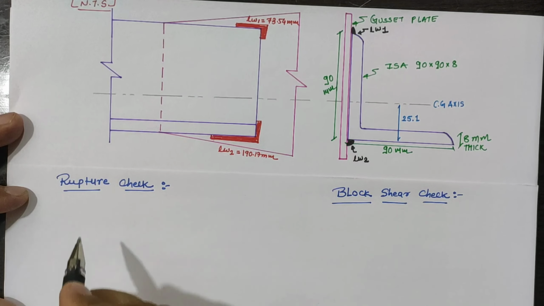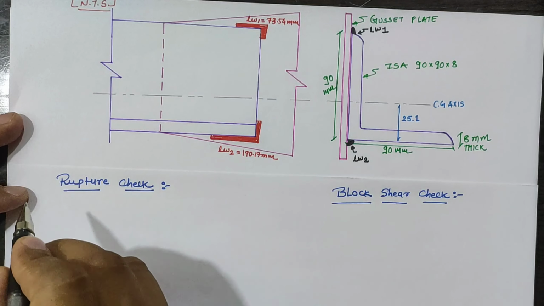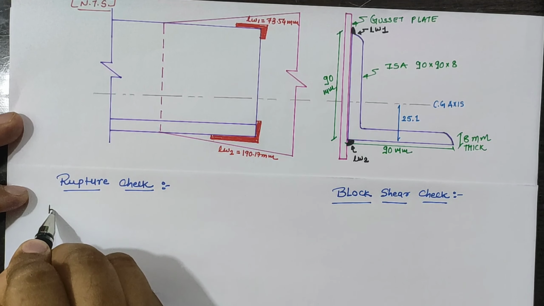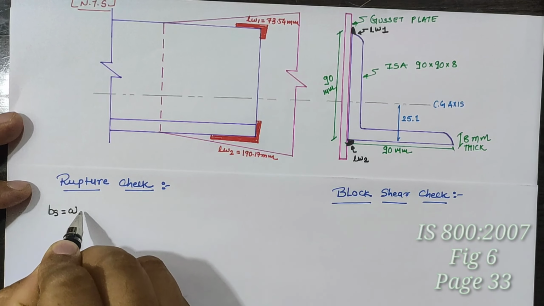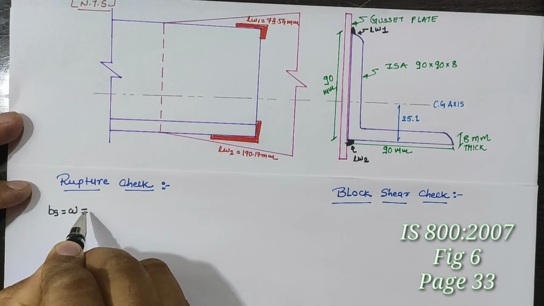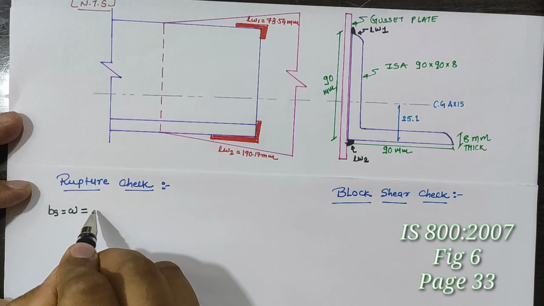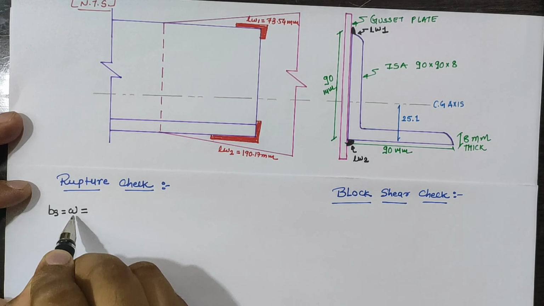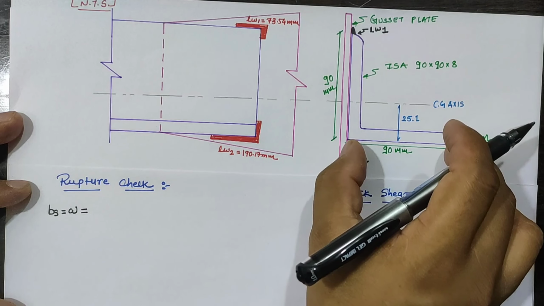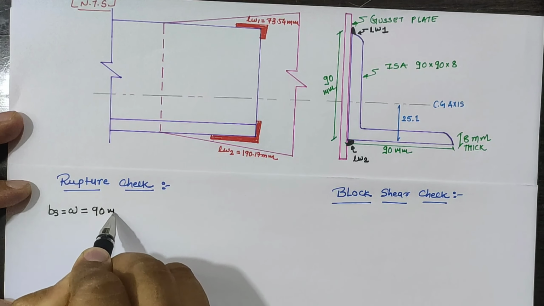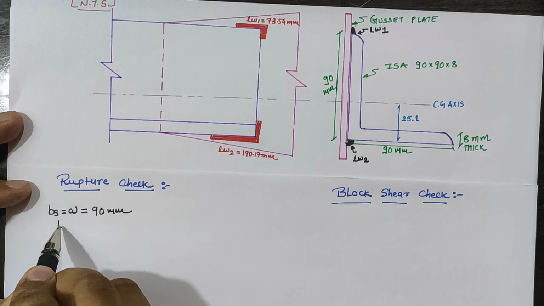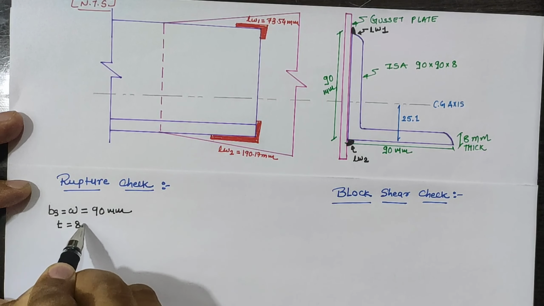return. For rupture check, we require the value of bs and w, both are equal according to the welded connection in codal provision, and the value for w is the outside leg which is not connected to the gusset plate as 90 mm. Now thickness is given as 8 mm.